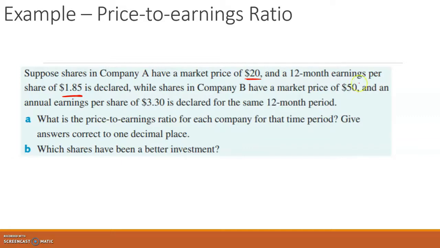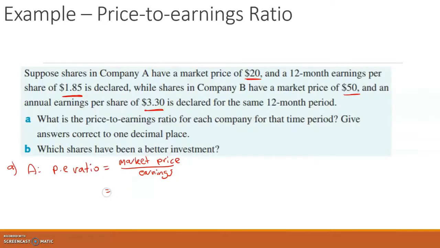Now, shares in Company B have a market price of $50, and their earnings per share is $3.30. So we want to know, what is the price to earnings ratio for both companies in that time period? Let's do them both separately. Company A's price to earnings ratio, which we can write as PE ratio, is equal to the market price, so that's the price per share, divided by the earnings per share.